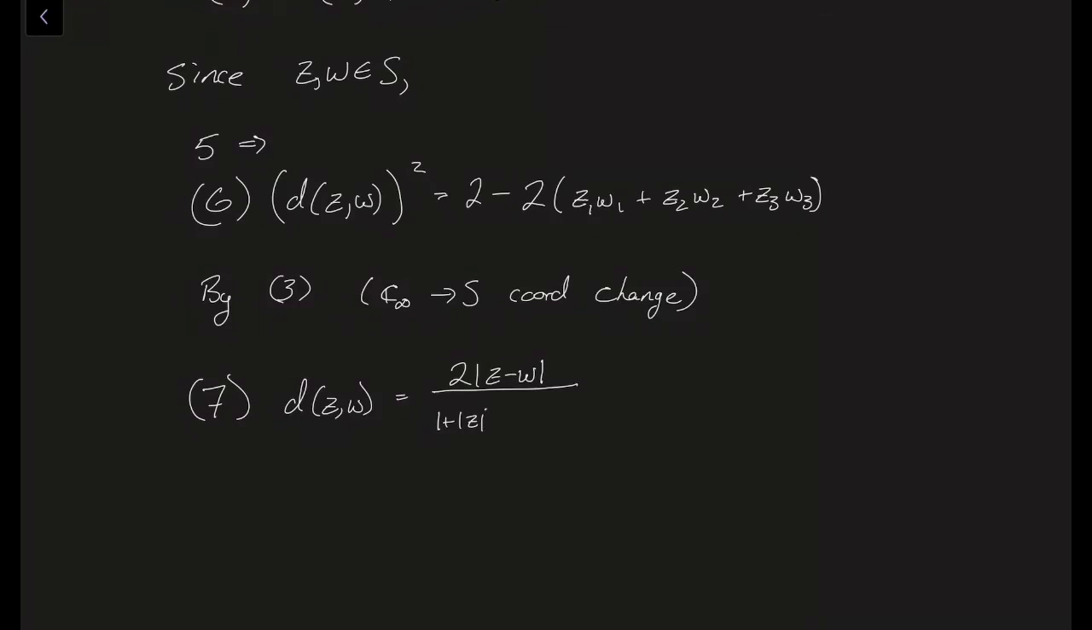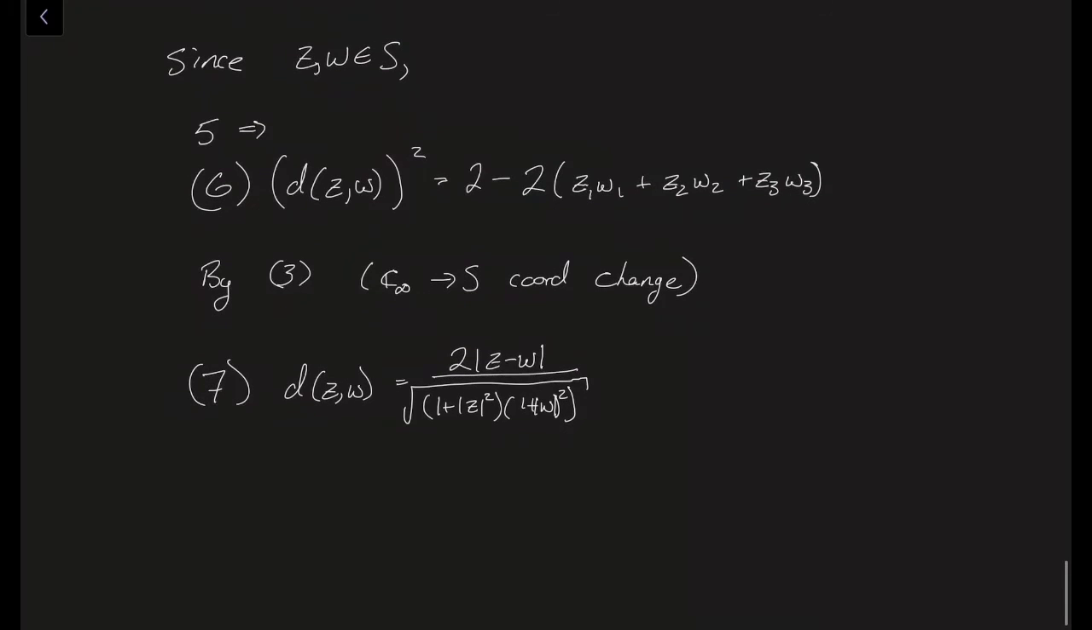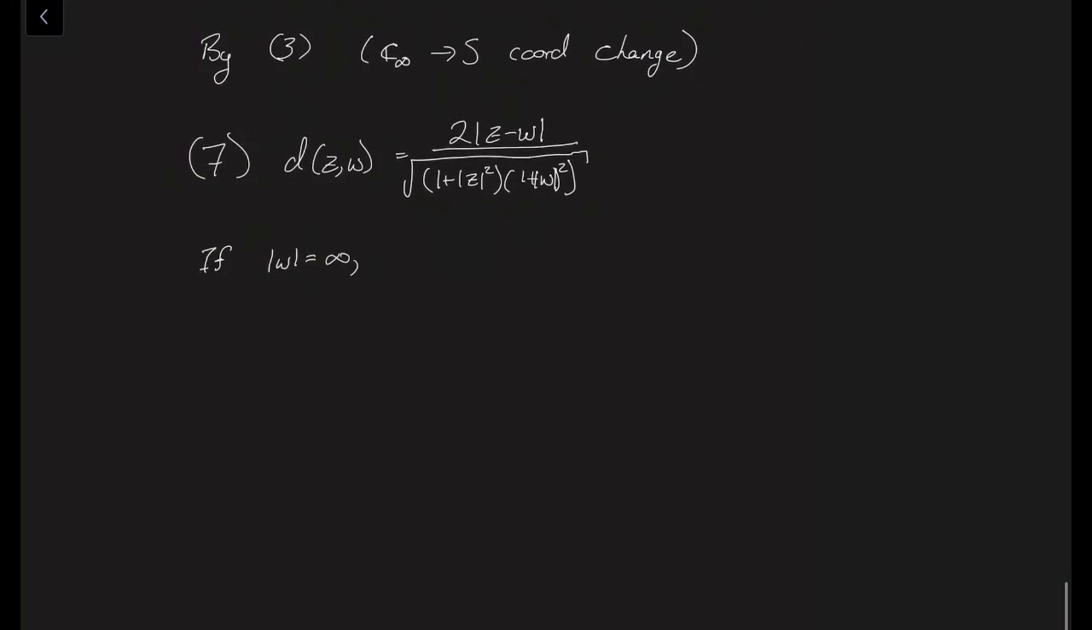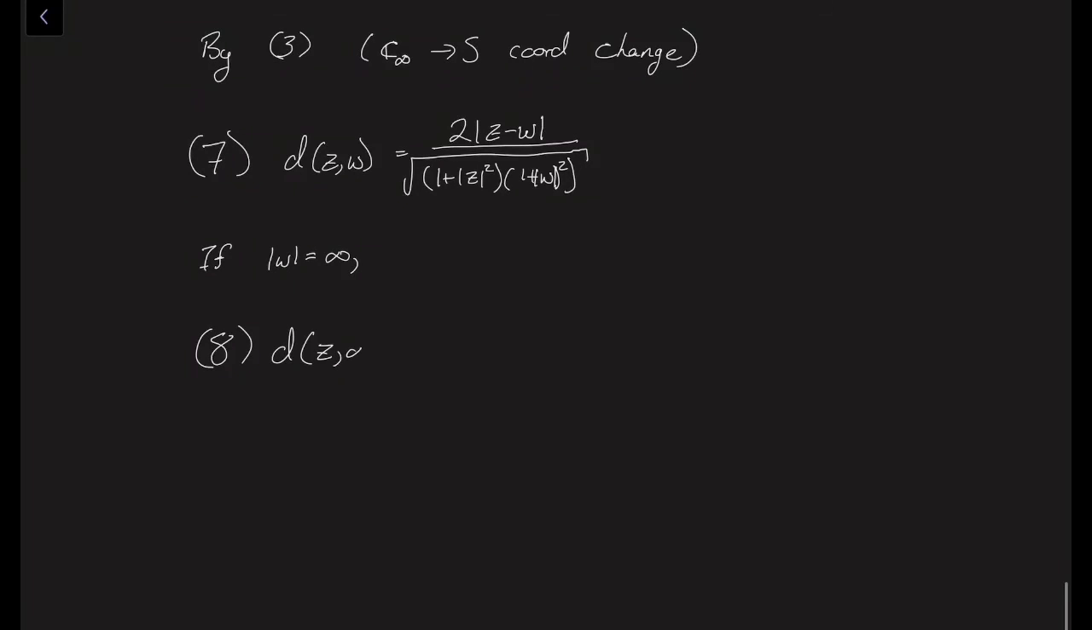And if one of them has infinite magnitude, we can conclude that the distance between z and infinity, remember that when we talk about distance, it doesn't matter because it's commutative, right? So the distance between z and infinity is the same as the distance between infinity and z. So the distance between z and infinity is going to be 2 over the square root of 1 plus the magnitude of z squared.